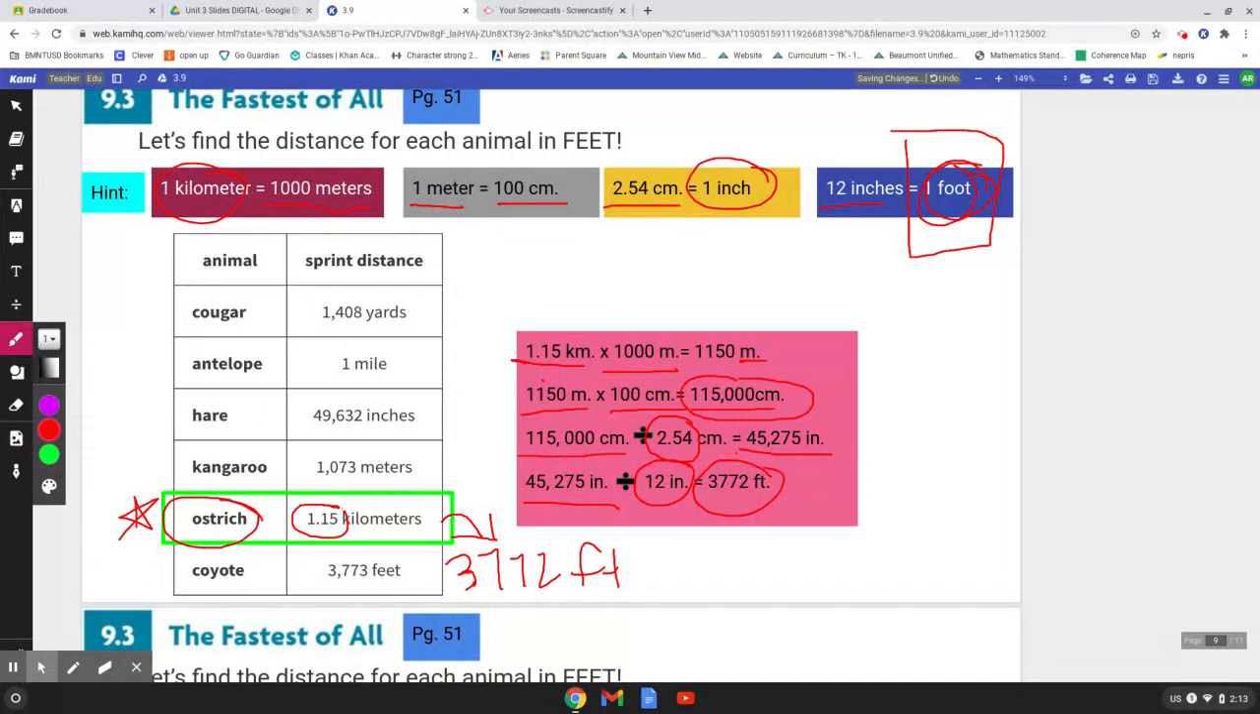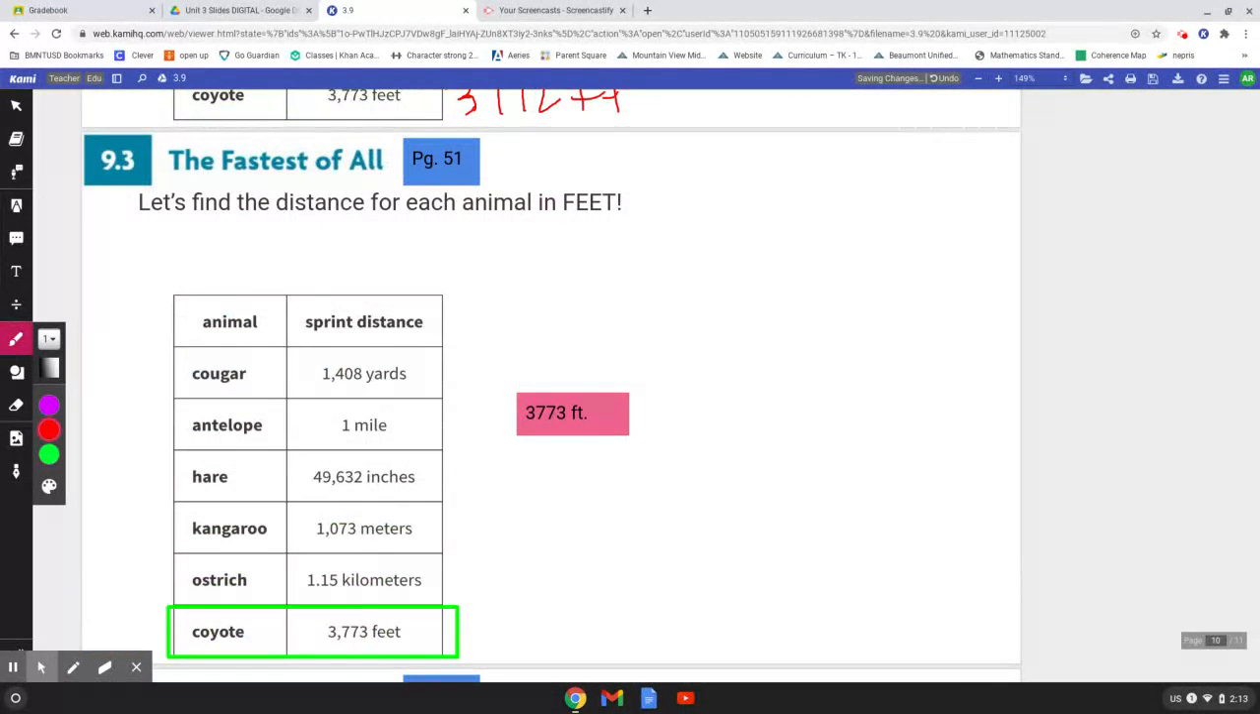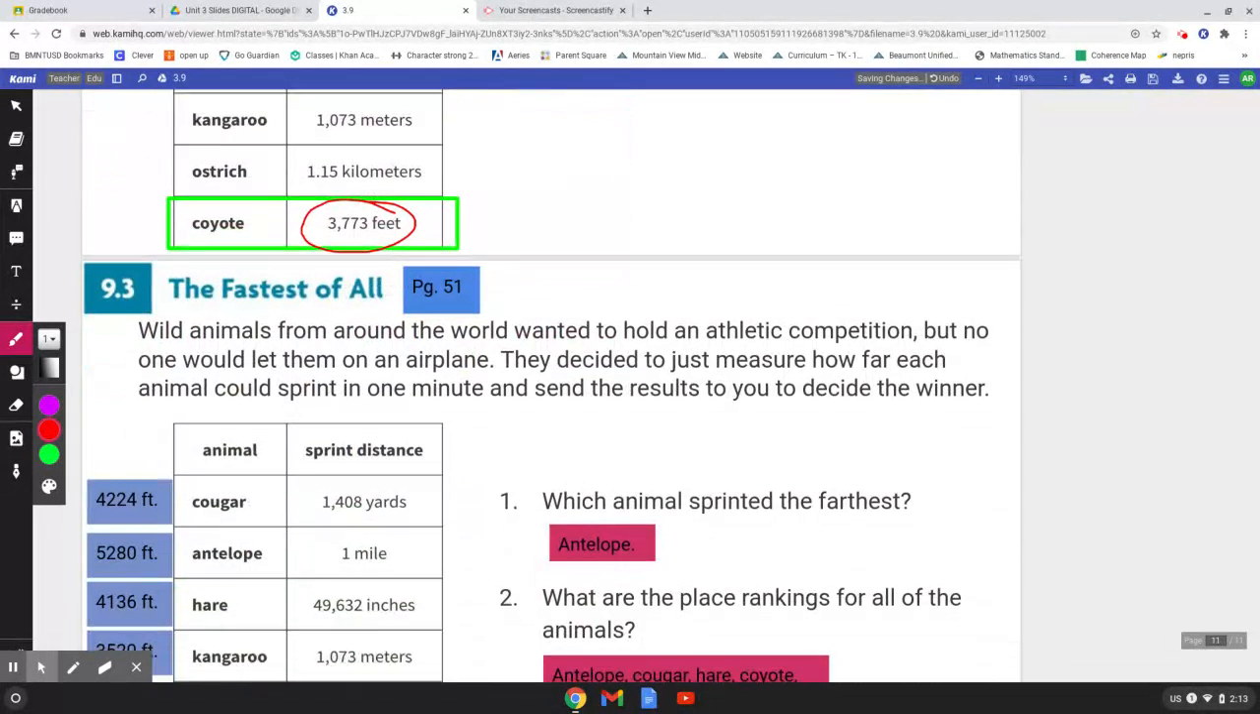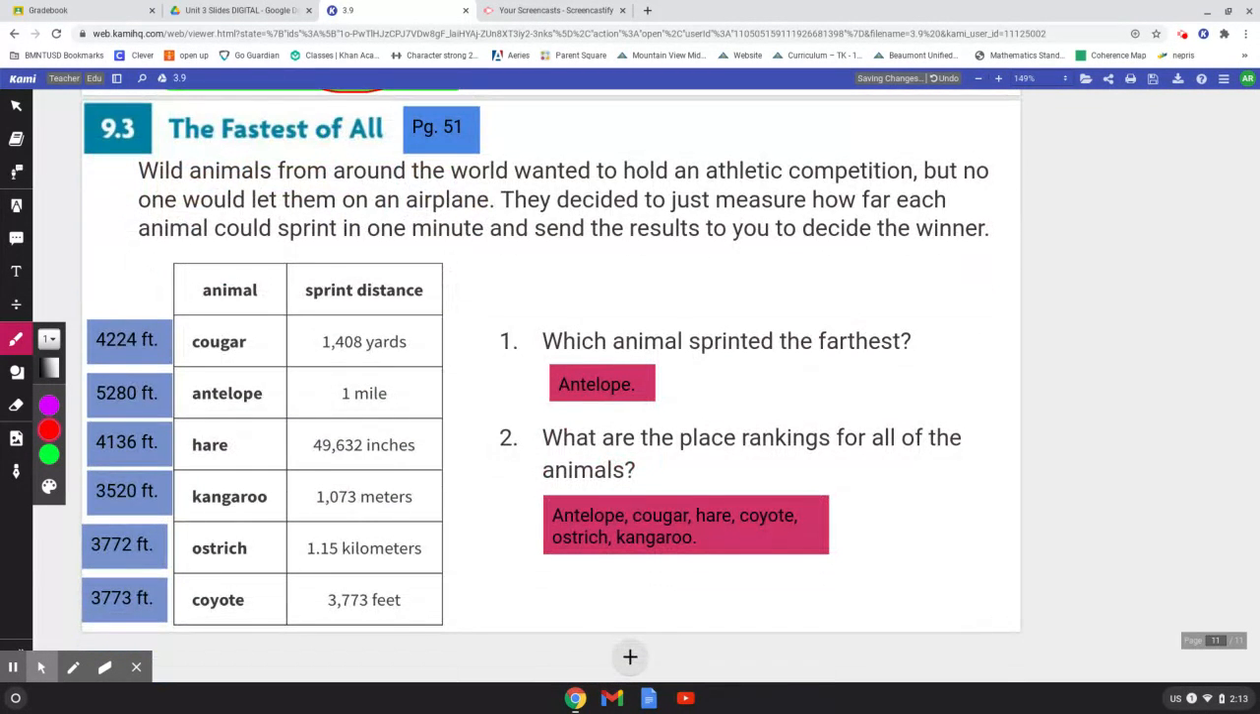Okay, and then when I get to the coyote, he is already in feet. So there's nothing that I need to do, thank goodness. So 3,773 feet. So what I did is I just simplified mine. I put all of the answers next to the animals so I can answer number 1 and number 2. So which animal was the farthest? So the highest number is the 5,280. So the antelope is the fastest or went the farthest, however you want to look at it.